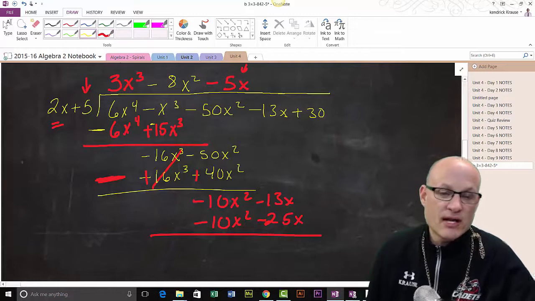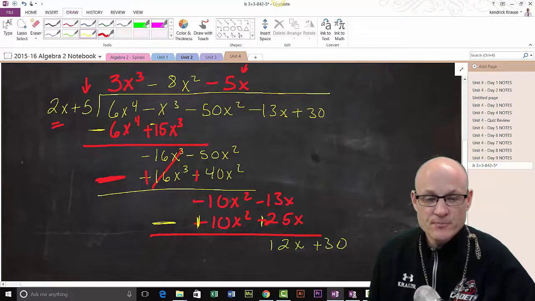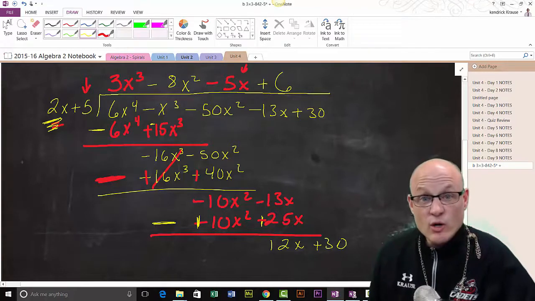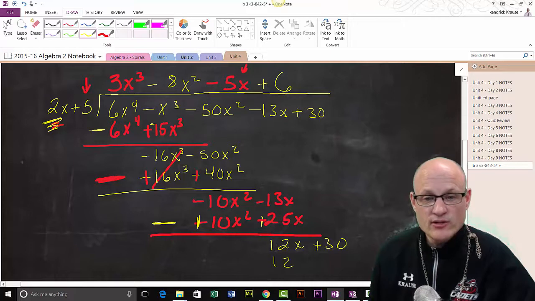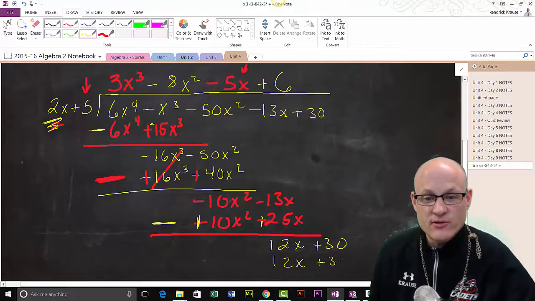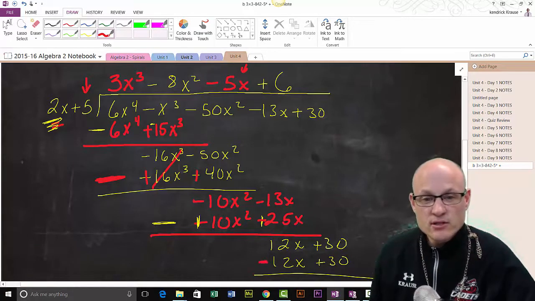Bring out the yellow pen. I'm glad I caught that early. Minus. This is going to turn to plus. This is going to turn to plus. And we end up with 12x plus 30. 2x times 6 is 12x. So I put 12x here. And 6 times 5 is positive 30. Bring out the red pen. We're going to subtract. And I get 0 at the end.